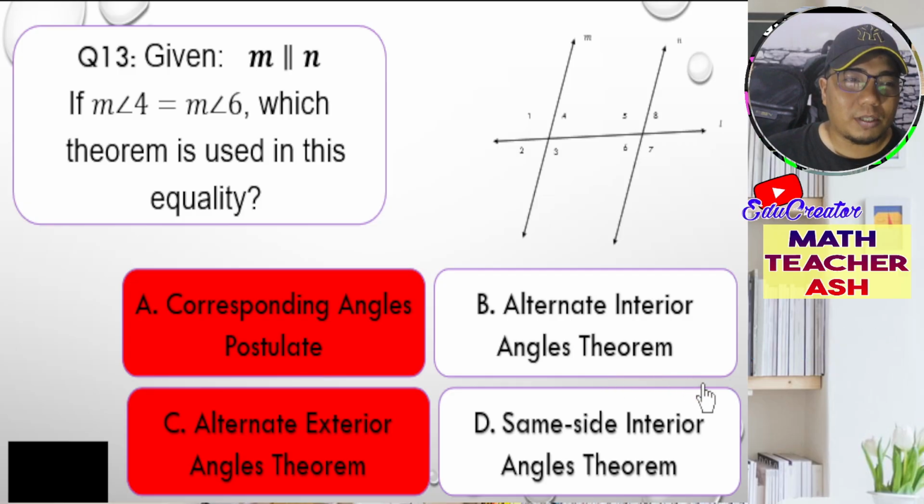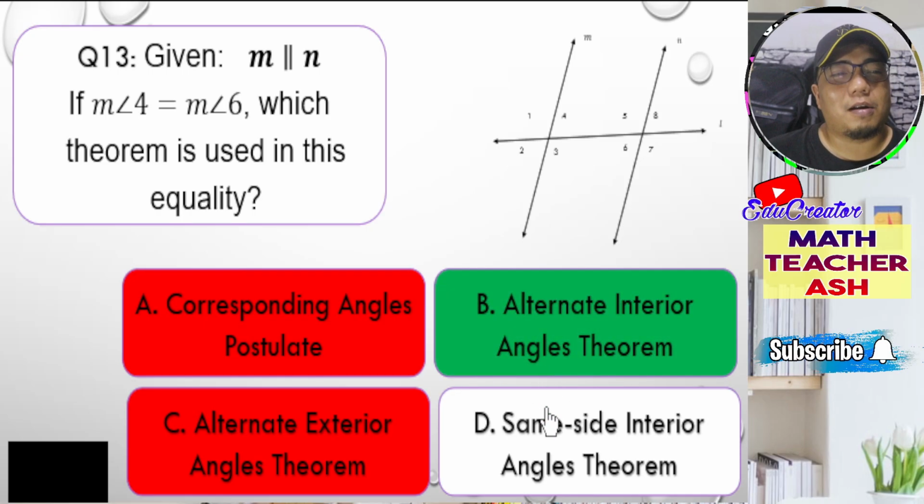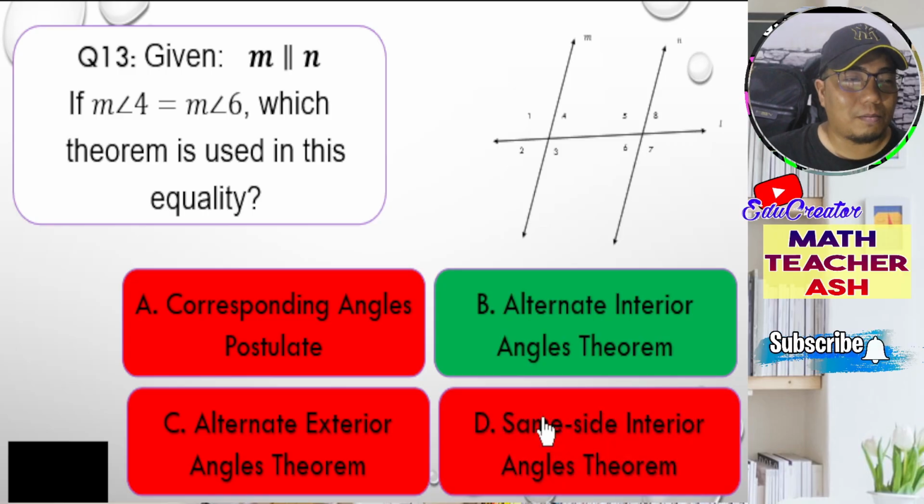When we talk about same side interior angles, it means they are lying on the same side. So if this is the side, then this is the part, so they are the same. However, we are talking about this one. As you can see, they are alternate, inside these parallel lines cut by a transversal. So therefore, the correct answer for this question is letter B. All right, so I hope you got that one, my dear math learners.